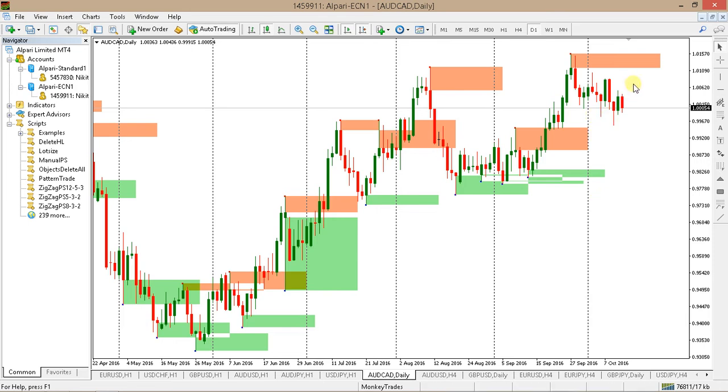And what are these rectangles? The rectangles are drawn very simply. Once we have a 9 fractal, I just draw the rectangle from the highest close to the highest low, or if it is a down fractal, I draw the rectangle from the lowest close to the lowest low. So that's it.